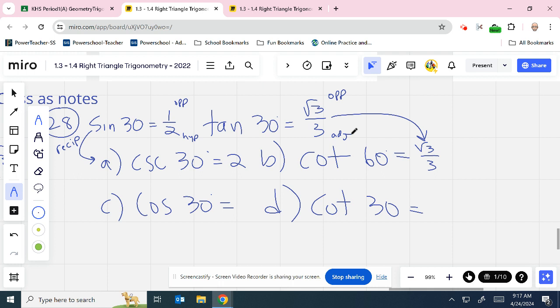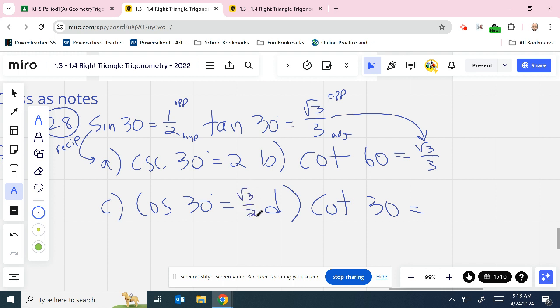So let's see, cosine would be 3 over 2. No, it's not going to be 3 over 2, because we had to fix this one to get it to be radical 3 over. Cosine of 30, you can actually see it right here on your unit circle. Cosine of 30 is radical 3 over 2 right here. So it is radical 3 over 2.